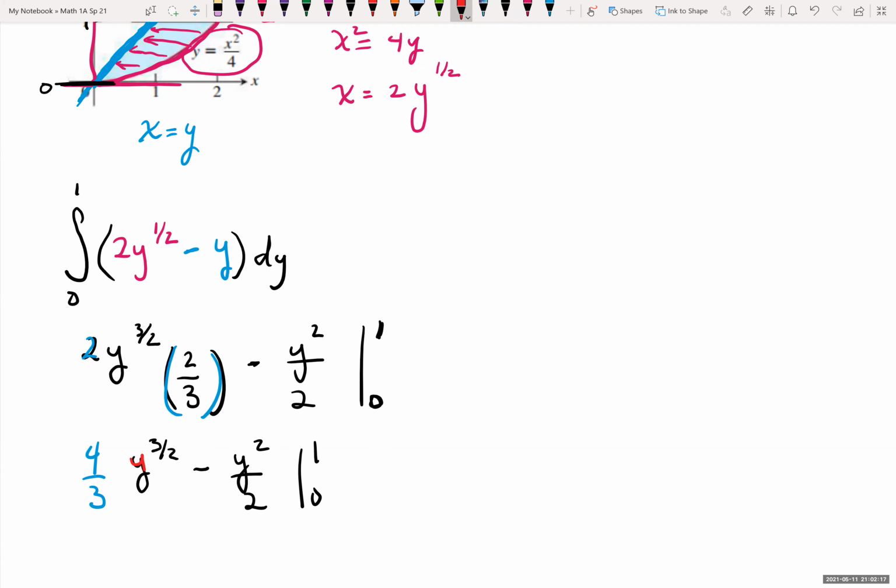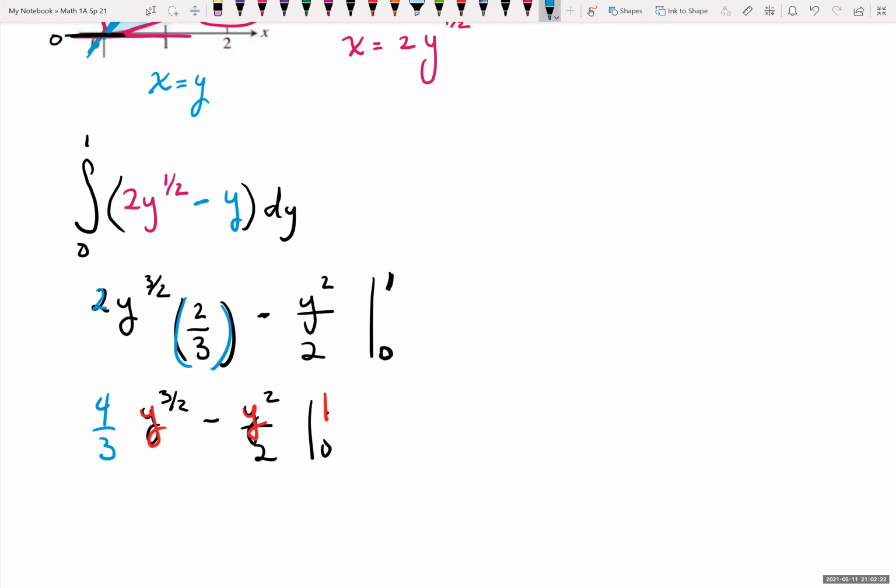So if we go in here, wherever we see y, we replace it with our upper bound of 1. We get this 4/3 times 1 to the 3/2, which is just 1, minus plugging in 1 and squaring it, we get minus 1/2. And so we want to get a common denominator, which is 6. And actually, I'm sorry, plugging in 0 in here would give us 0. So that's why I skipped that.